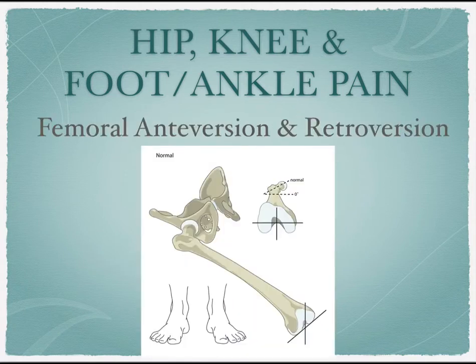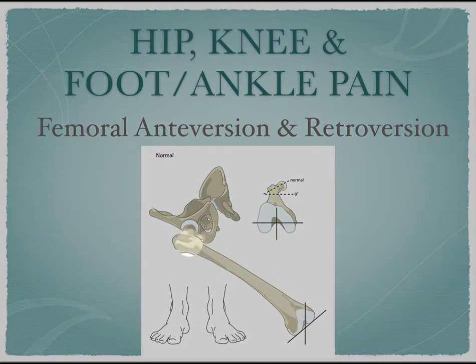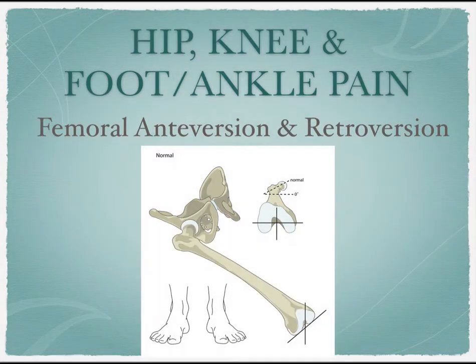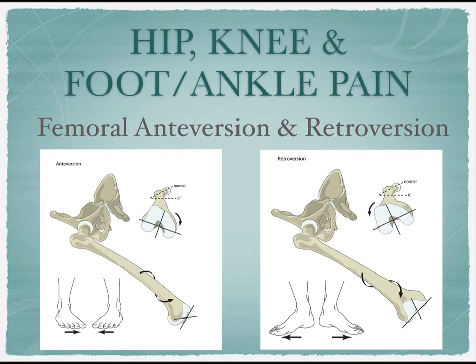So one of the really important things that you need to understand is this idea of femoral anteversion and retroversion. Now those are really big scary names for a very simple idea. Here's the thigh bone, all right? It's called the femur, and that's where femoral comes from. Unfortunately, all of our thigh bones are not created equal. Some people's thigh bones are rotated in, in which case it's called anteversion, and there are some people's thigh bones which are rotated out, which is called retroversion.